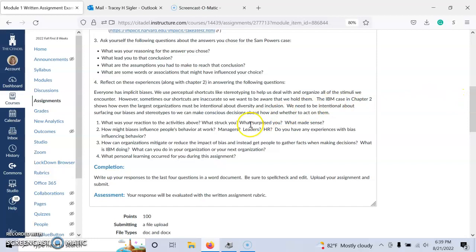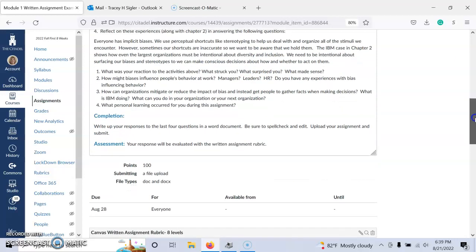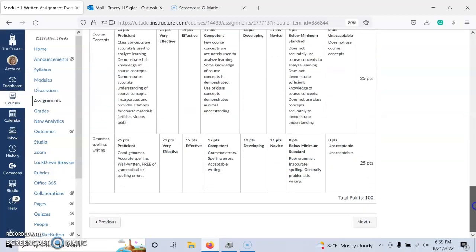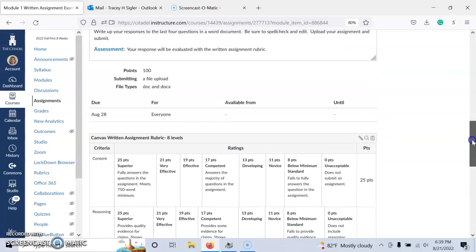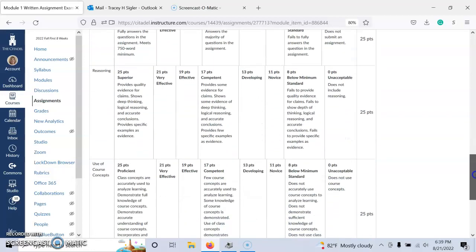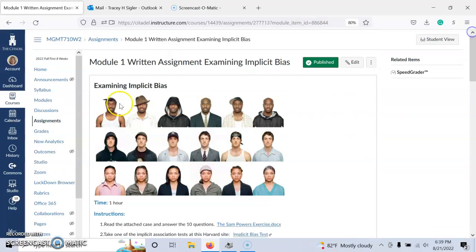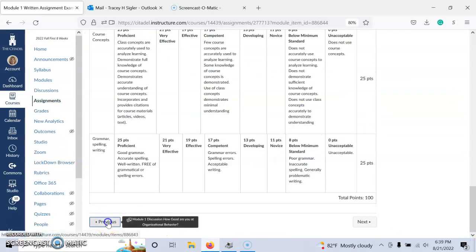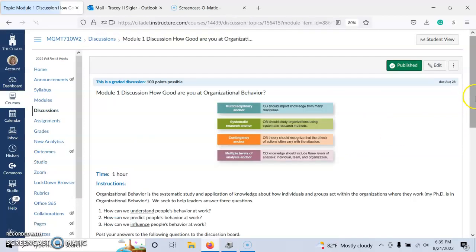So in your response you should answer these 4 questions. What was your reaction? How might biases impact people's behavior at work? What can organizations do? And what did you learn? So I forgot to show you the rubric before. So here's the rubric for written assignments, and it's going to be the same every week as we move through the 8 weeks. So there is consistency.